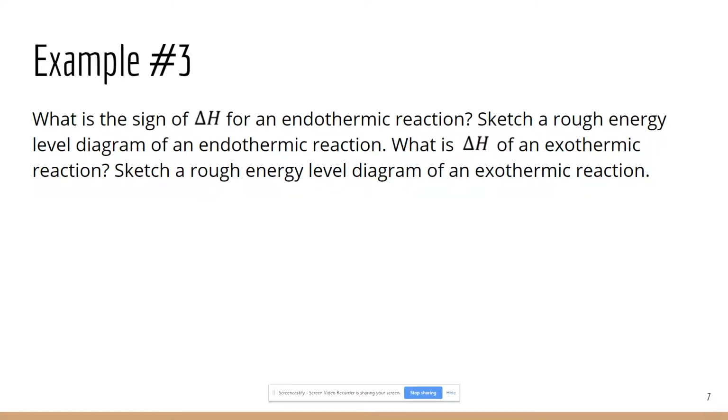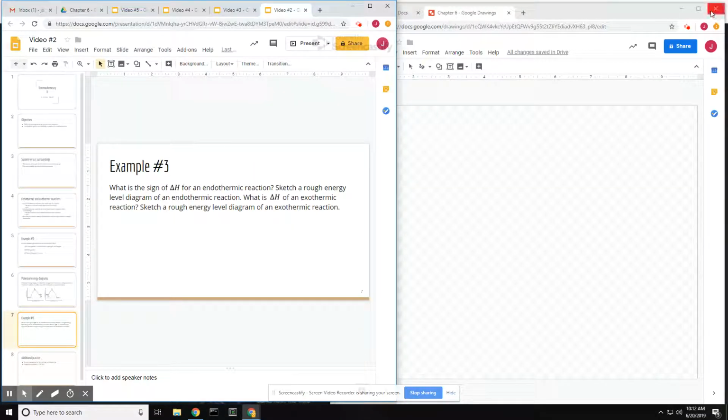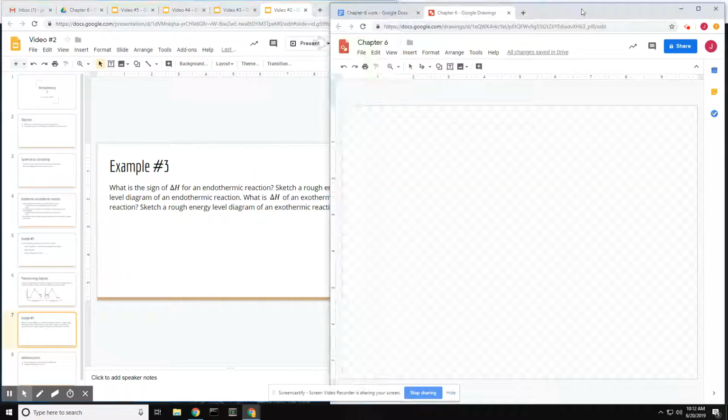Pause here. All right, so I'm going to say the signs out loud, and then I'm going to sketch the reactions. For an endothermic reaction, delta H is positive because we can use it interchangeably with Q. And then for an exothermic reaction, delta H is negative. So I'm going to draw the diagrams. It's pretty much the same diagrams as were on the prior slide.